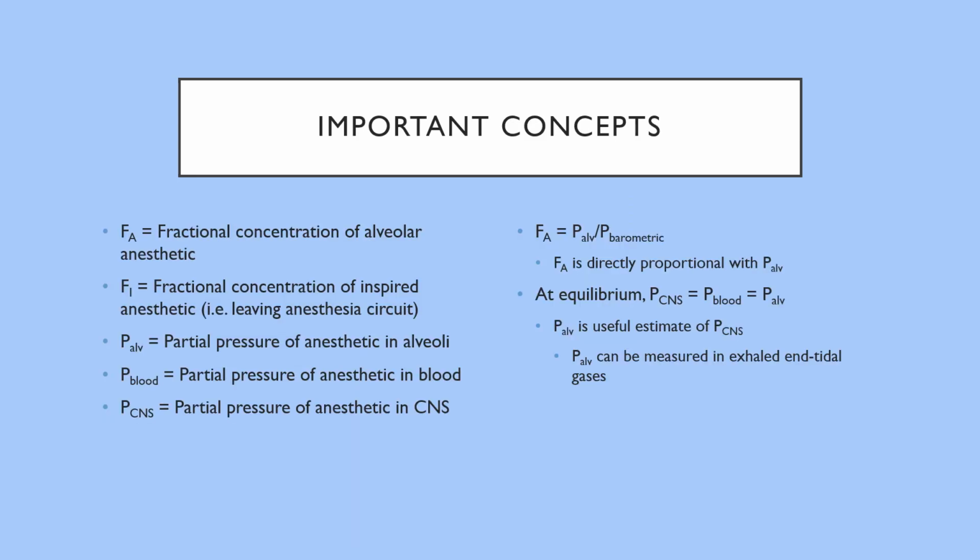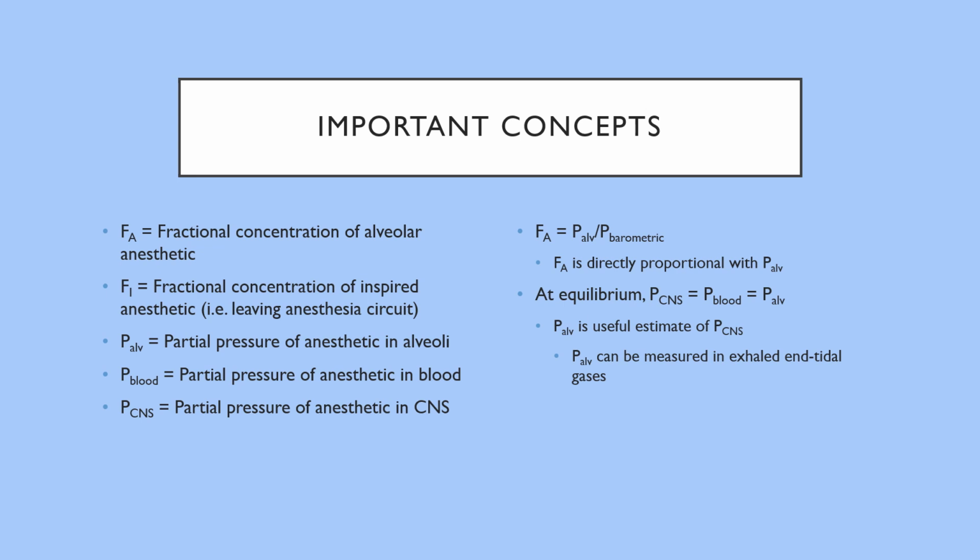There are some important concepts to review before talking about uptake and distribution. We have the fractional concentration of alveolar anesthetic, which is designated by F sub A. You have the fractional concentration of inspired anesthetic, that is the anesthetic leaving the anesthesia circuit, and that is designated by F sub I. We also have the partial pressure of anesthetic in the alveoli, the partial pressure of anesthetic in the blood, and partial pressure of anesthetic in the central nervous system.